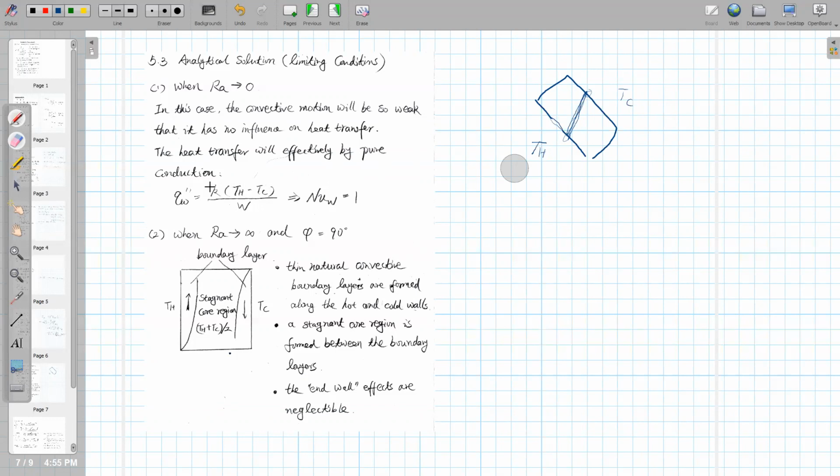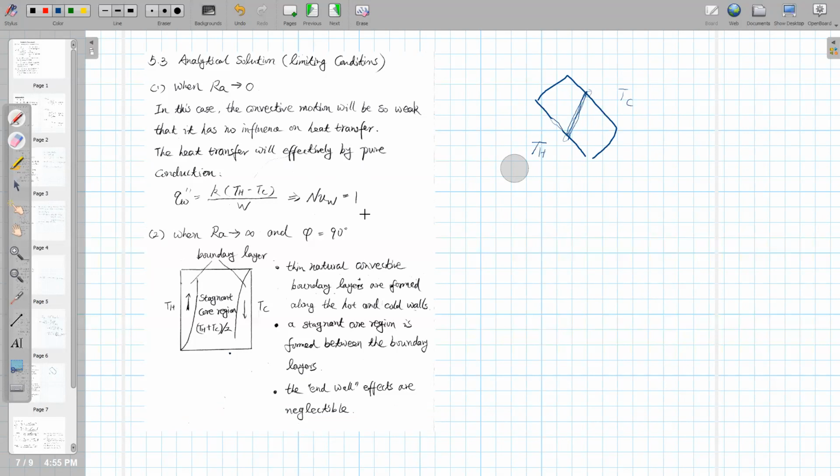And if you reorganize this, you divide the right-hand side to the left. You will get this Nusselt number, based on W and TH minus TC, will be just equal to 1. This is one limiting case, when the Rayleigh number approaches 0.